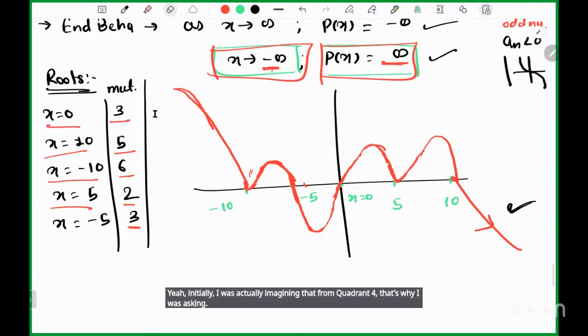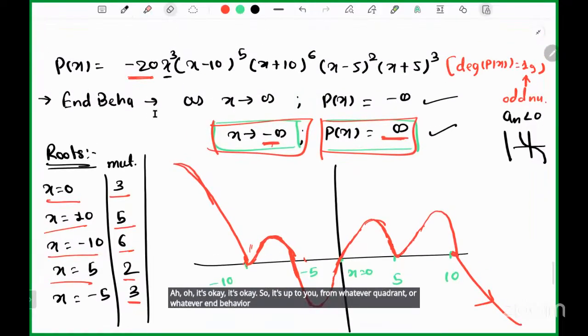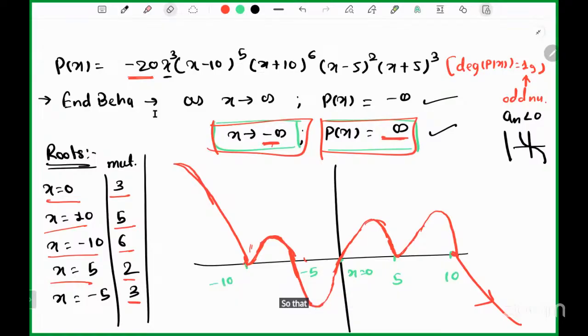Oh, it's okay. It's up to you from whatever quadrant or whatever end behavior you want to use, you can use, because the other one automatically follows. So that's the thing. Got it. Thank you. Okay.